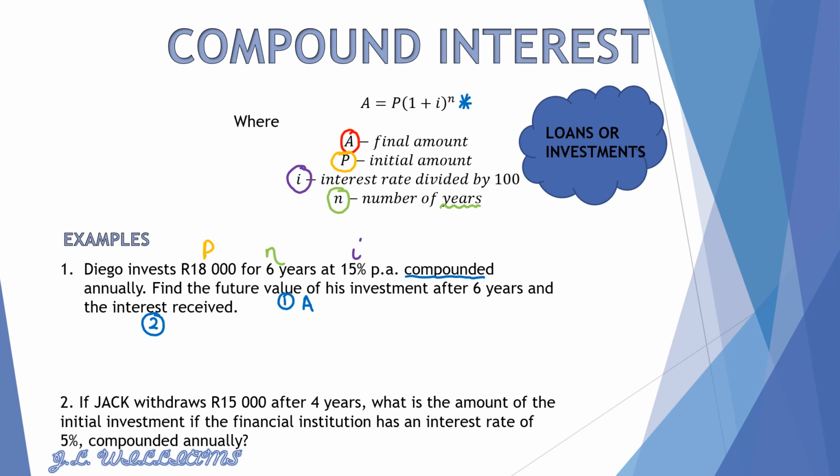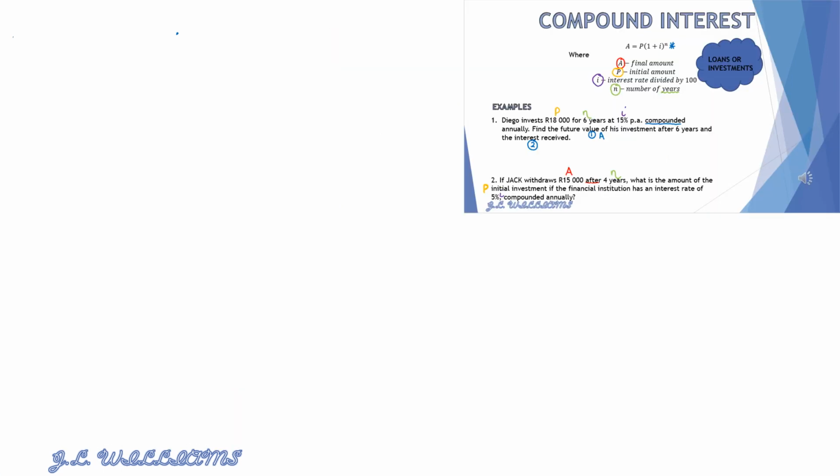Let's go to Jack. They say if Jack withdraws 15,000 after 4 years, so this is the after amount, and it was invested for 4 years, what is the amount of the initial investment? So that tells us this is the initial amount. If the institution has an interest rate of 5% compound interest. So those are the questions that we will be answering. So let's start with number 1, Diego.